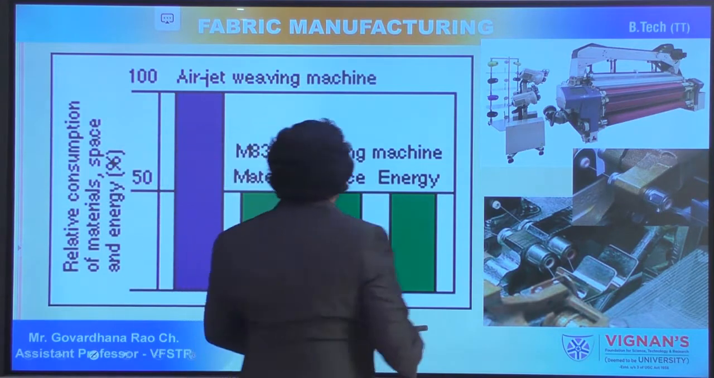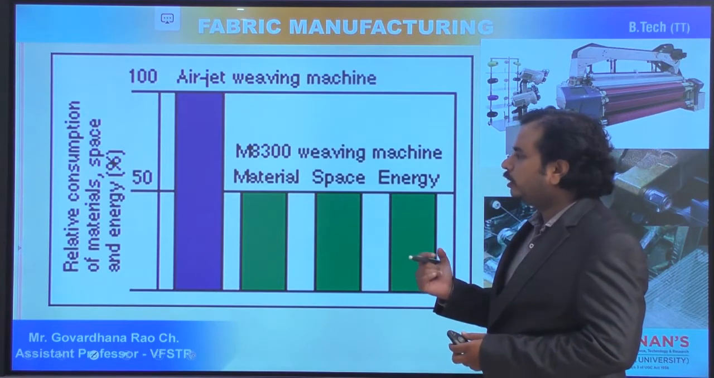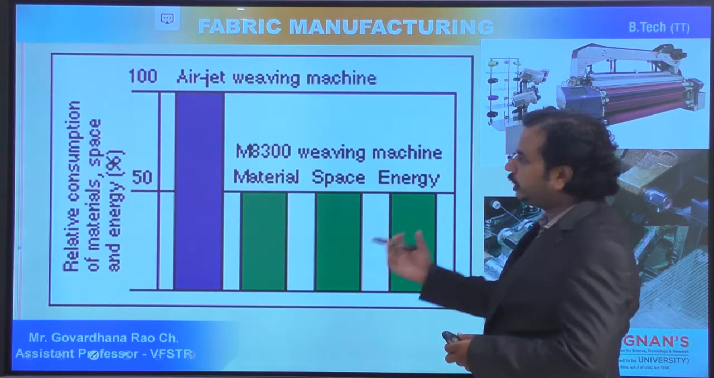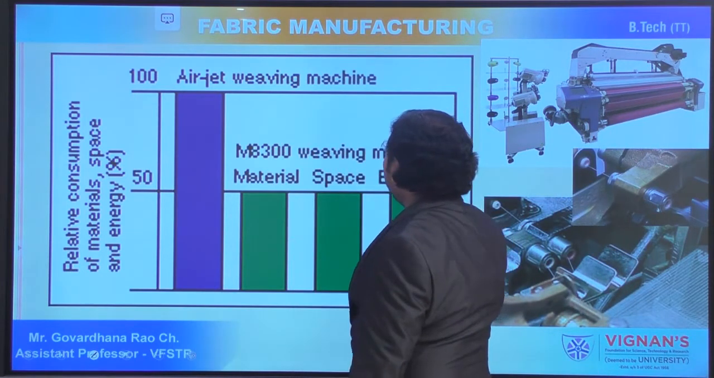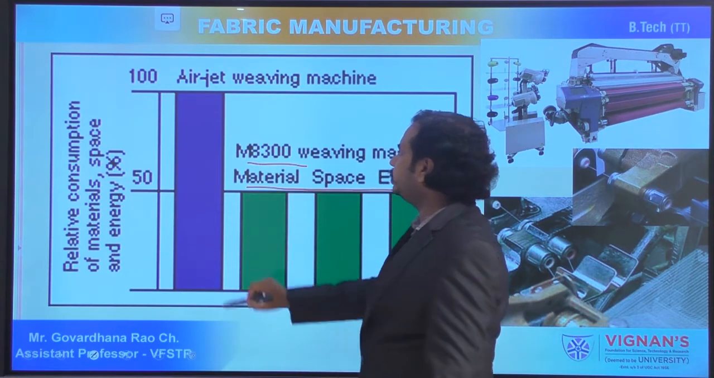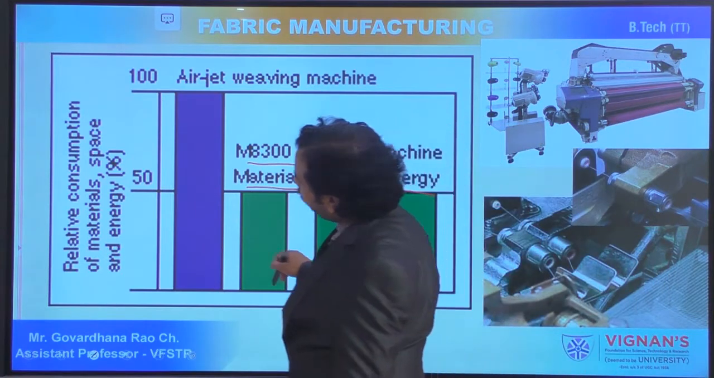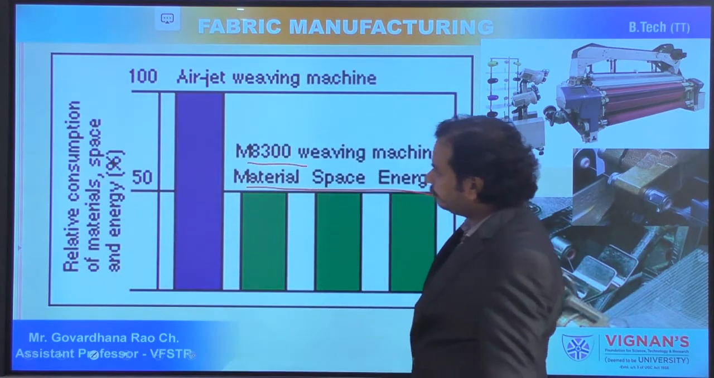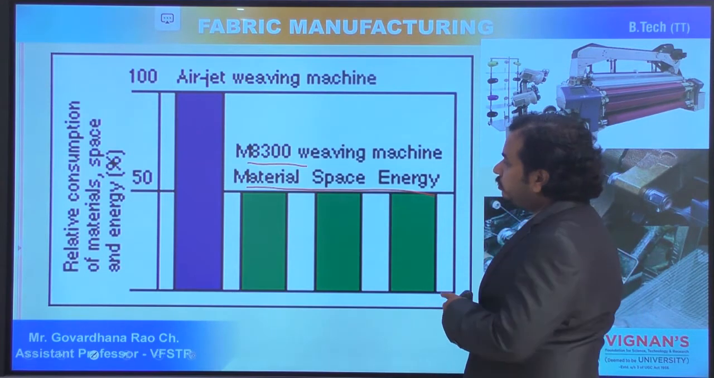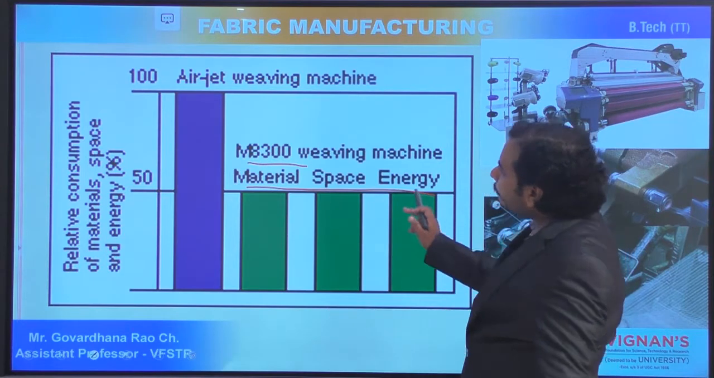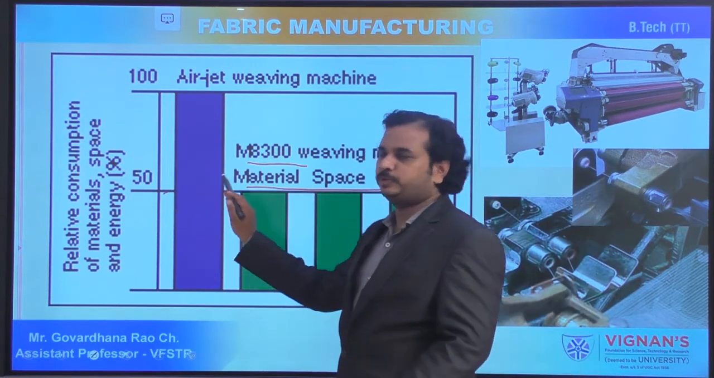So this is the simple comparison of energy requirements compared to the other machines, particularly the air jet weaving machines, and you can say that these 3 are called M8300 weaving machines. So there is reduced energy and material, relative consumption of materials, space as well as energy. If you think of all 3 together, compared to the air jet weaving machines, multiphase weaving machines are reduced to 50%. So this is the thing.